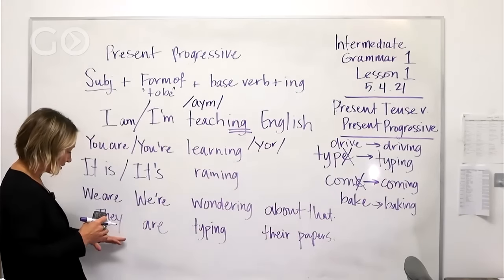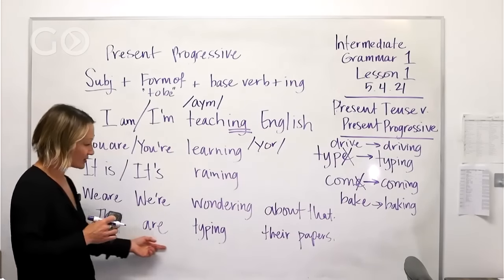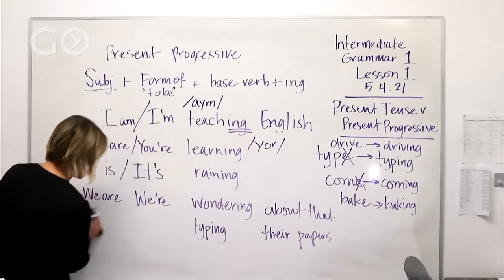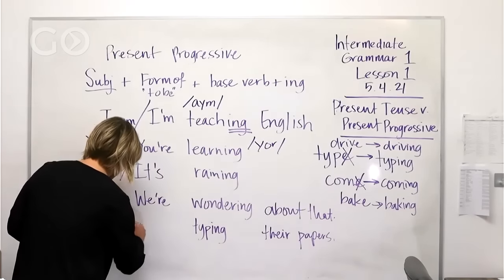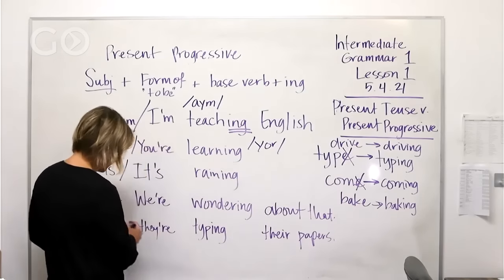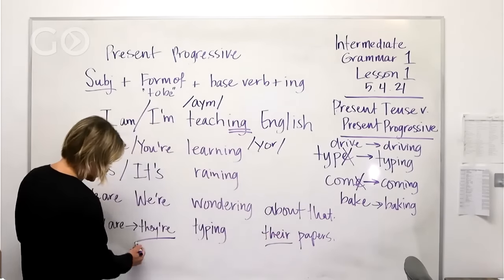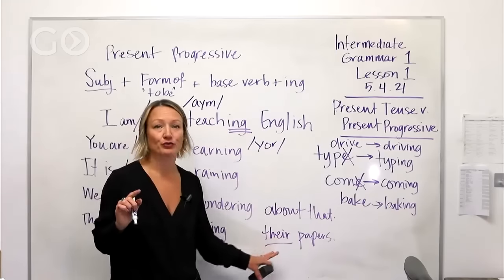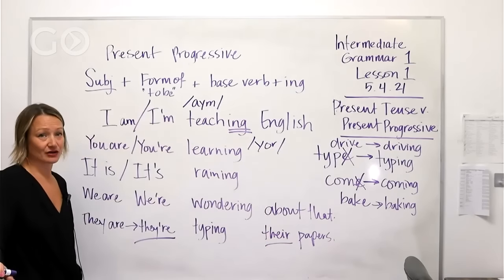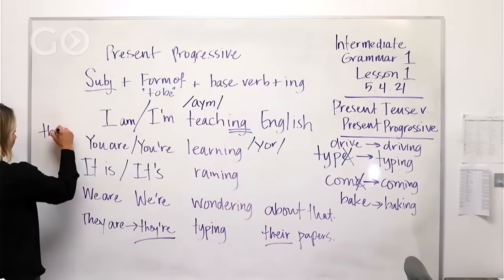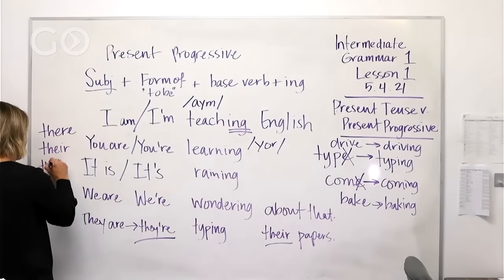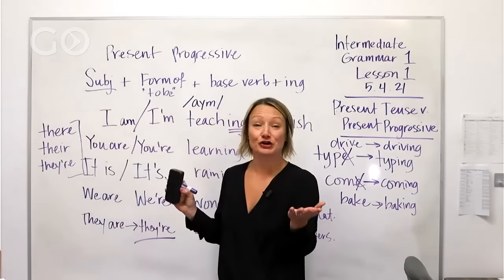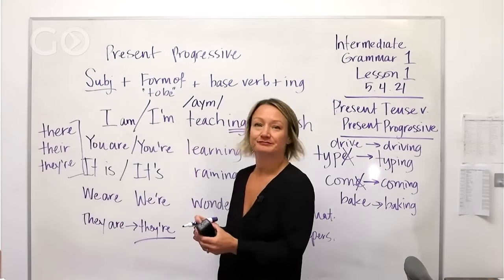All right, let's look at this last one here, and then we'll look at the contraction for that. So they are typing their papers. This is a good sentence, actually, because we can compare these. So they are, let's just move this over again. They are goes to they're, and they are typing their papers. You guys pay attention to this too. These two words have very different meanings, but their pronunciation, I just said this one, their pronunciation is identical. They are the same. So, you know, we've got these words in English many times, and they drive me crazy. They drive everybody crazy. Here's an example. There are three words with the same exact pronunciation for the word there.